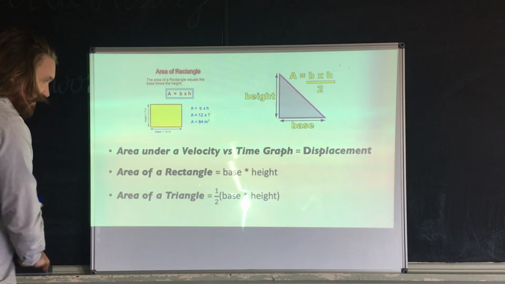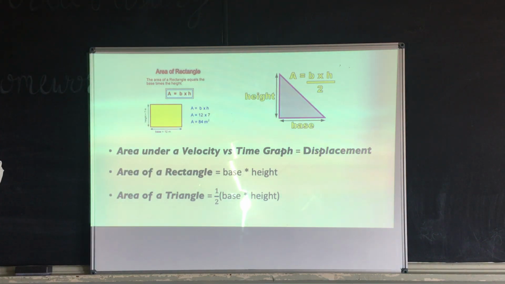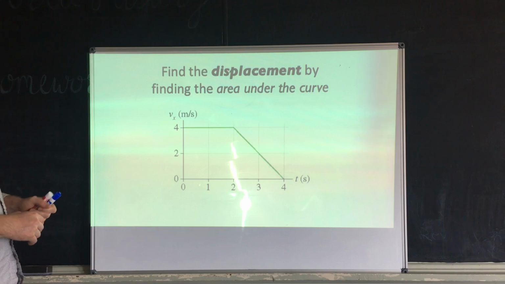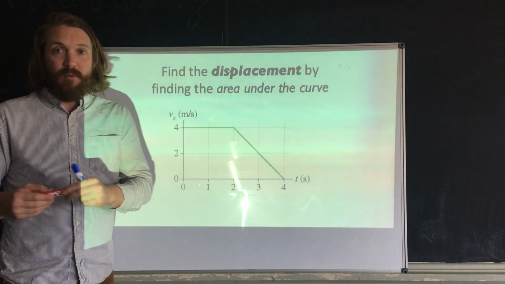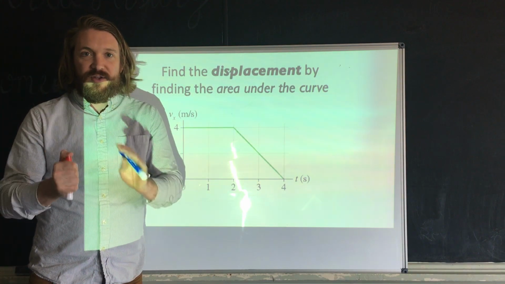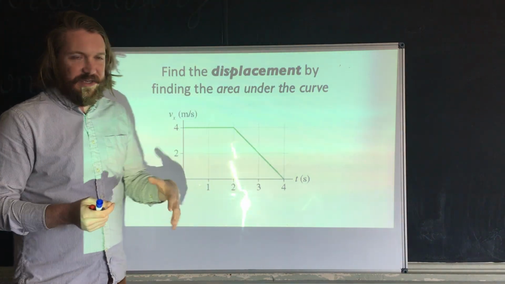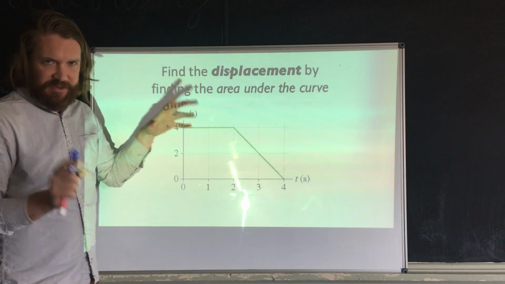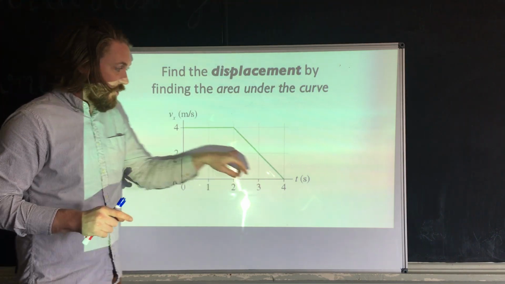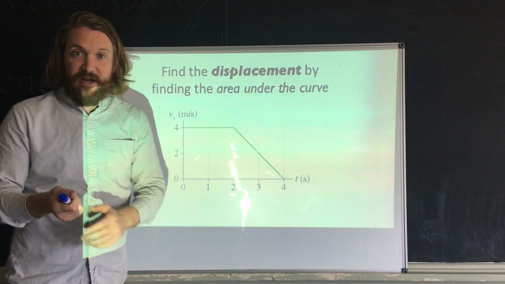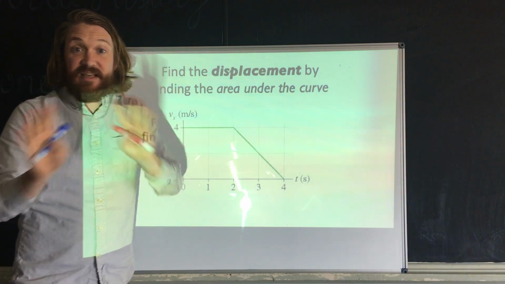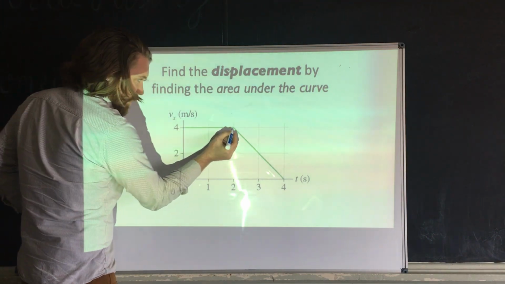Okay, so let's see this in practice. How do we do this? Okay, so I want to find the displacement of the curve. Step number one, break your area under, we call this a curve just because it's easier to say. I know it's not curved right here, but that's okay. But you find the area under the curve by breaking it into triangles and rectangles. And make this as easy as you can. I'm going to draw my line.